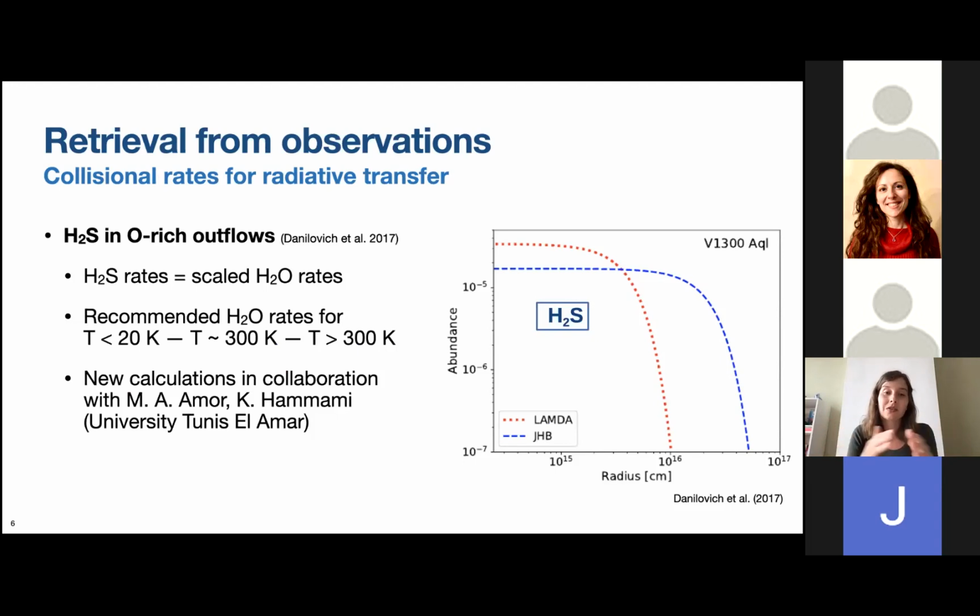And then also there's different sets of rates for H2O depending on the temperature regime you're in. But in an outflow, we have all these temperature regimes. So which one do you choose? And it turns out that the choice of collisional rates really affects your results, as you can see here. So both the initial abundance as well as the envelope size.